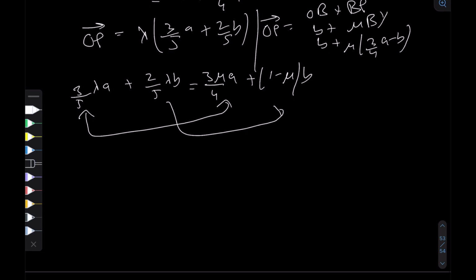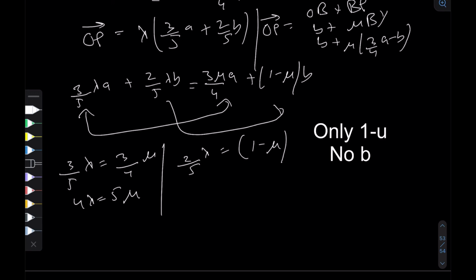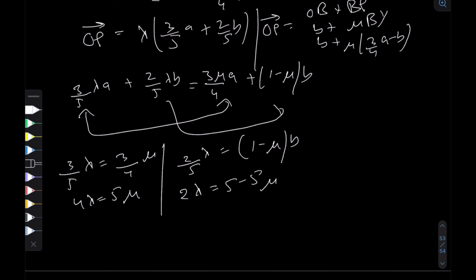So 3 over 5 lambda should equal 3 over 4 mu. In other words, 4 lambda equals 5 mu. This is one part. The second part would be equating the b component. So 2 over 5 times lambda should be equal to 1 minus mu times b. So we can cross multiply that: 2 lambda equals 5 minus 5 mu, right?